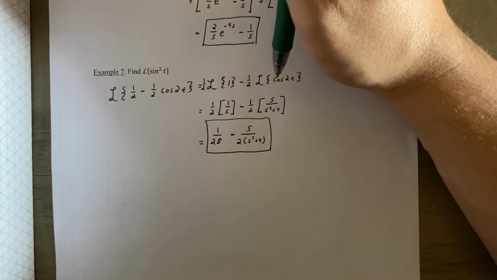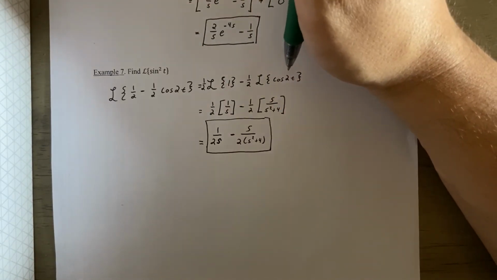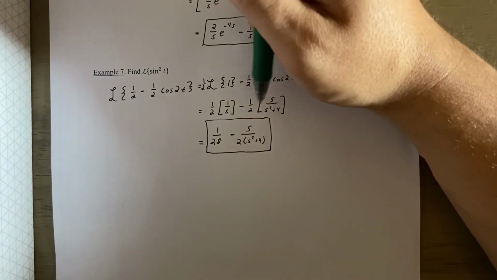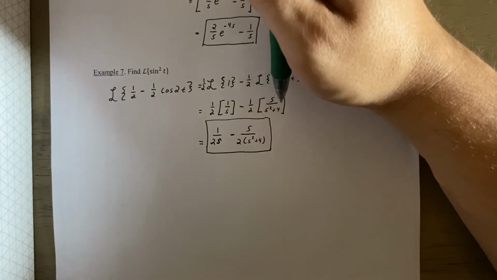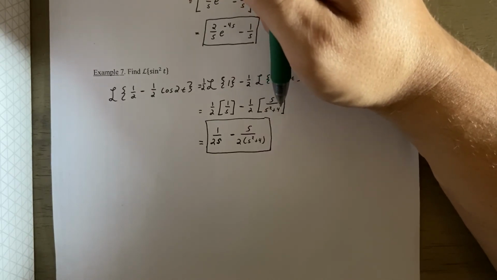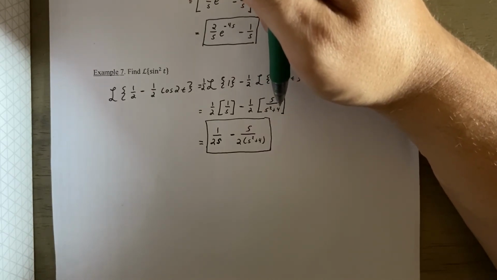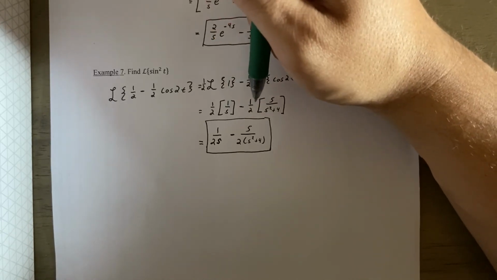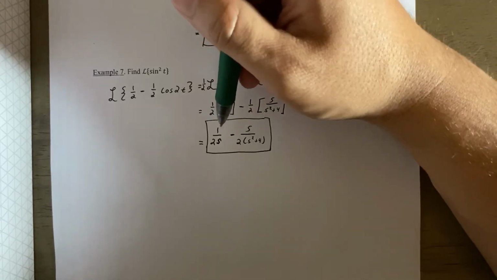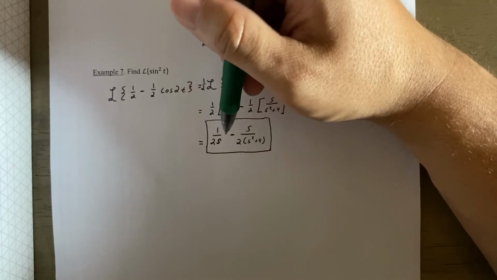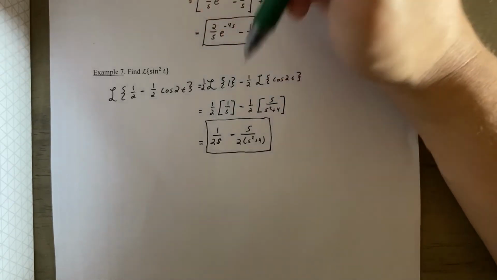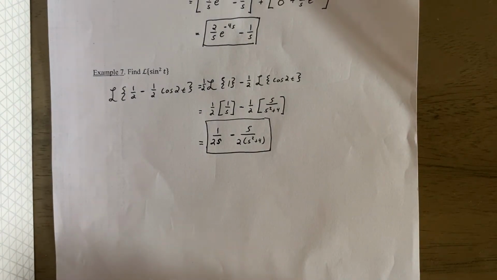And then the Laplace transform of cosine 2t, our k is 2. And so remember, for cosine, it's s divided by s squared plus k squared. So it's s over s squared plus 4. And we have this minus 1/2 there, so I'm just going to multiply by it. And so here's my answer: 1 over 2s minus s over 2 times the quantity s squared plus 4. And that's it.